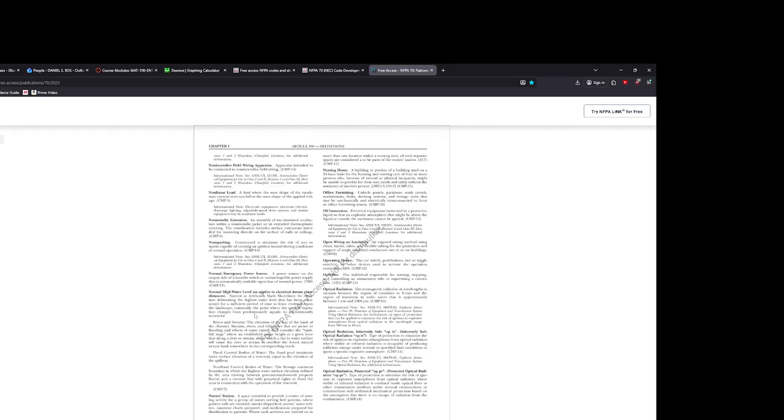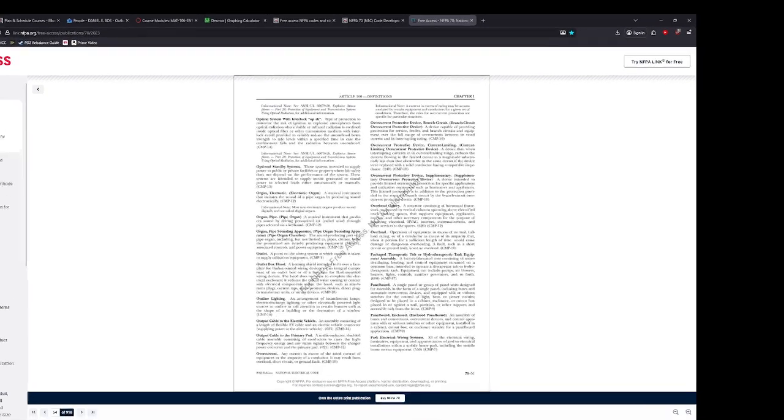Neutral conductor. The conductor connected to the neutral point of the system that is intended to carry current under normal conditions. So, for example, our white wires are our neutral conductors. That is our grounded wire. But it's better to just use neutral, because you don't get grounded and grounding confused as often. Okay.